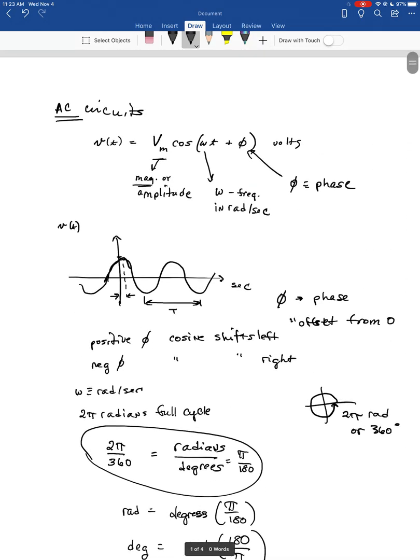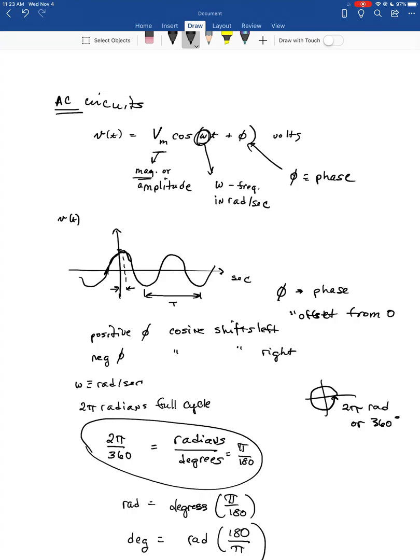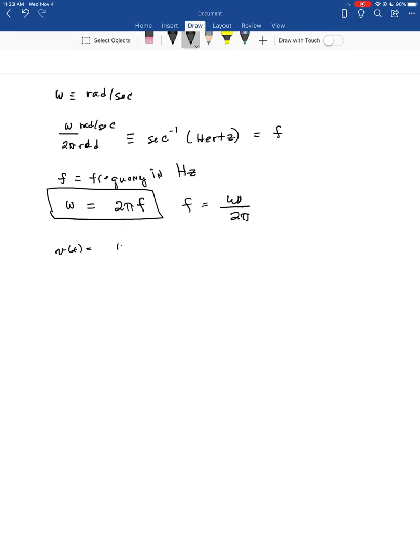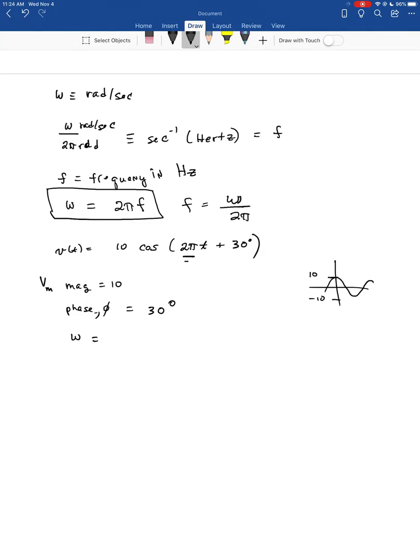People use the terminology hertz or radians per second interchangeably, but in the sinusoidal voltage, whatever is multiplying t is omega. So let's look at a typical voltage. V of t equals 10 cosine of 2 pi t plus 30 degrees. In this case the magnitude is 10. And what that means is, in this sinusoidal function, that's your maximum and minimum value. So that's the magnitude, which we sometimes call Vm. The phase, which is phi, is equal to 30 degrees.